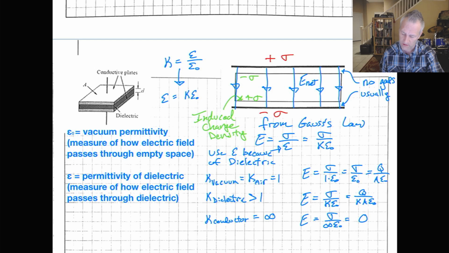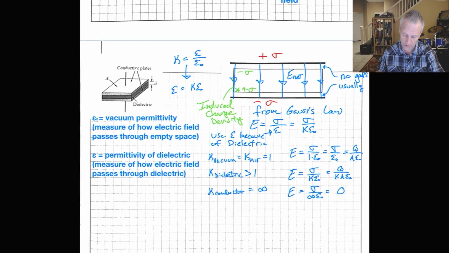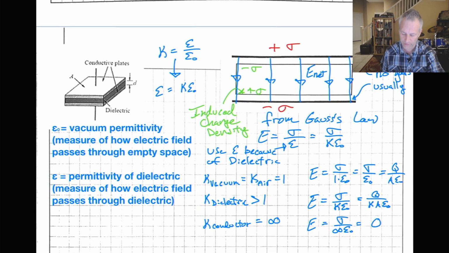Even if this slab wasn't necessarily touching the plates, this charge density would be equal to this charge density. And so if you were measuring the electric field in the middle, it would still be 0 because we know there's no electric field inside of a conductor when it's at equilibrium. So the greater the value of kappa, the larger this charge density that's induced becomes.